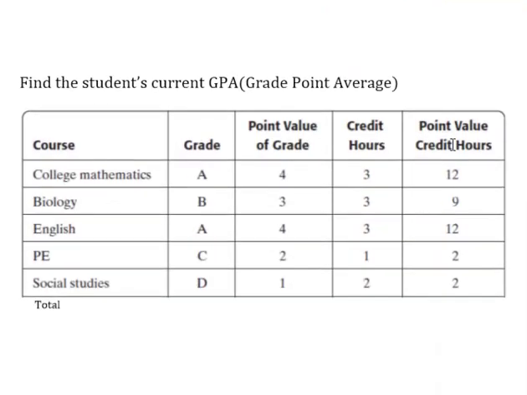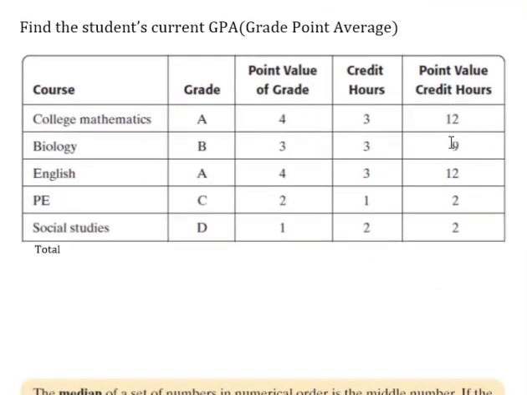Now, the next part here, we are finding a student's GPA. This is real important. Most of us can probably relate to this when we're trying to figure out our GPA. So the first part here is every grade has a point value. An A is always worth 4 points. A B is always worth 3. A C is always worth 2 points. A D is worth 1 point.